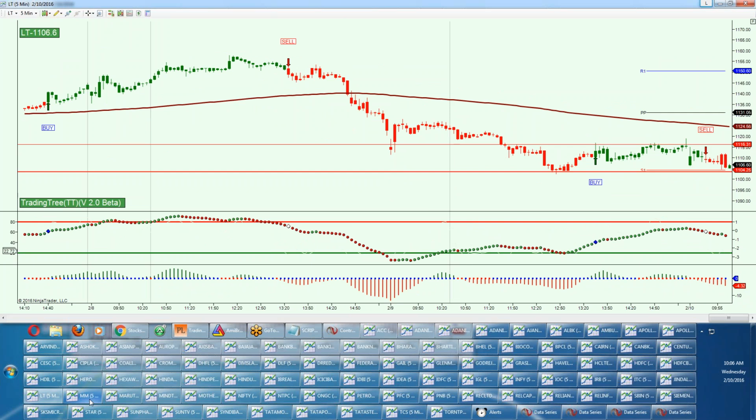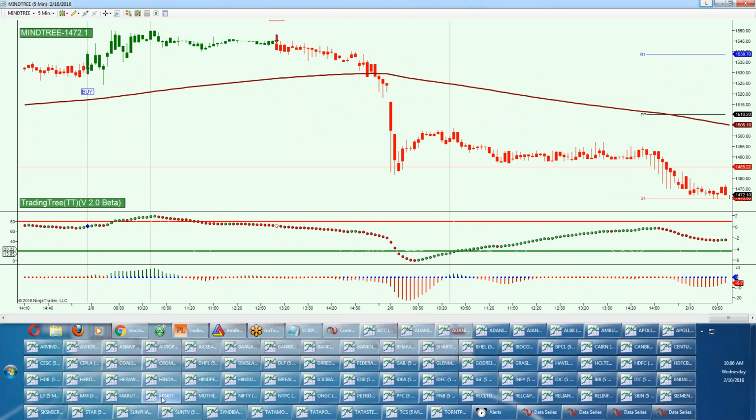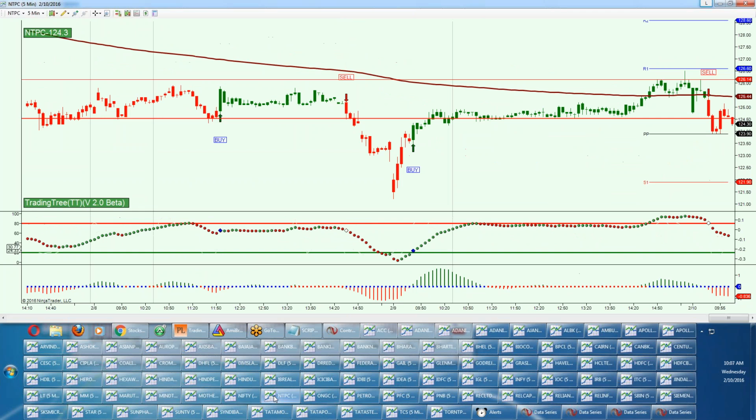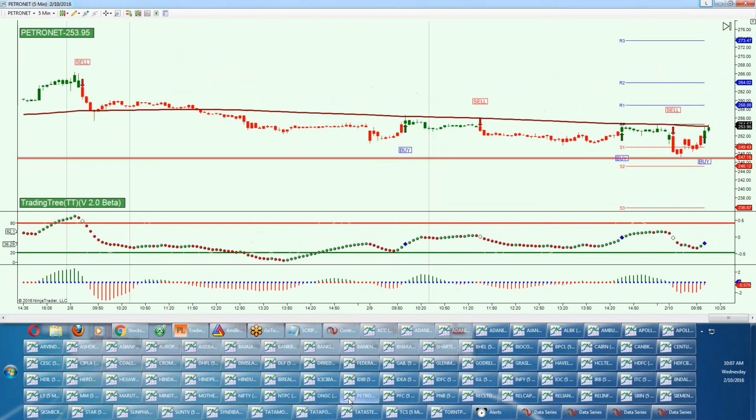L&T, the entry is not done still. Maruti is in profit. NTPC has done its profit. That is your PP, first profit. As soon as you get your first profit, it's better you exit, or keep trailing your stop losses, or enter in two lots, book one profit at the first target and then at the second target you book another profit. Petronet, you can enter at 254.60. That's a buy call.